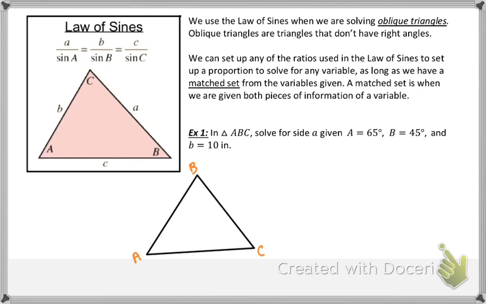Okay, so angle A is 65 degrees, angle B is 45 degrees, and I know that the side opposite angle B, little b, is 10 inches, and that's all I know. So I am looking for little a, which is this side right here. And to solve this problem, we can't use SOHCAHTOA because we don't have a right triangle. We're going to use law of sines.